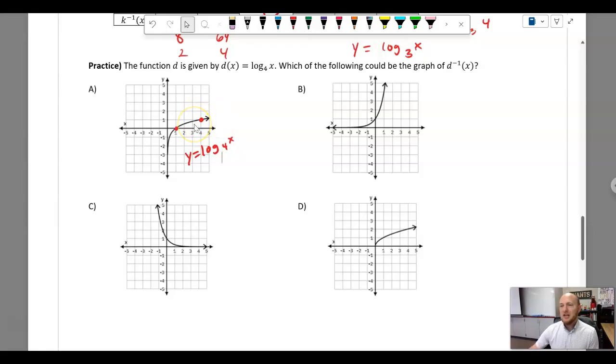So we want the inverse of this, and pretty straightforward, a reflection of this would give us our function. So the inverse, d inverse, again, is going to be an exponential 4 to the power of x. So pretty straightforward. Hopefully you got B. B is your answer there.